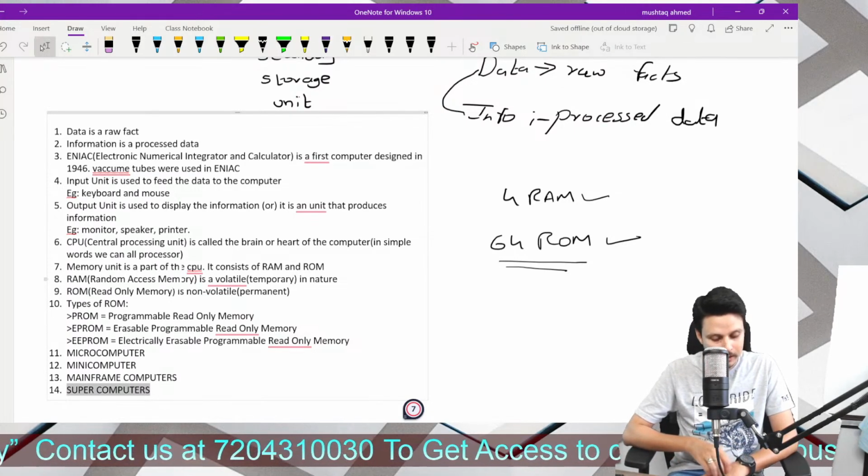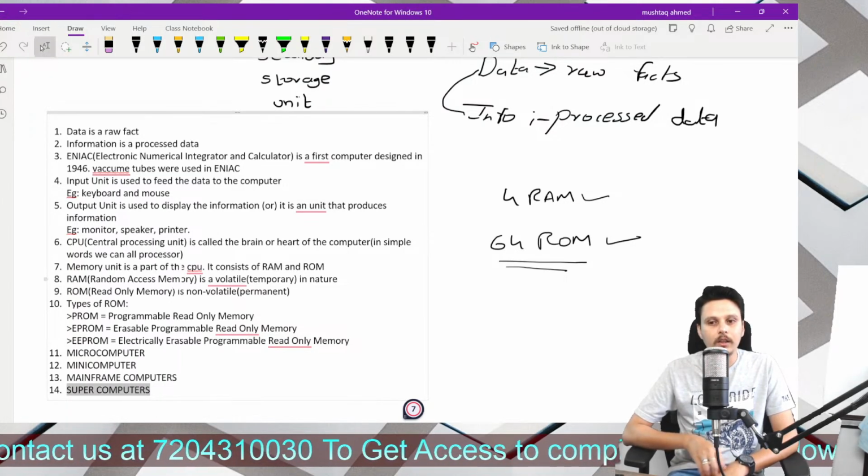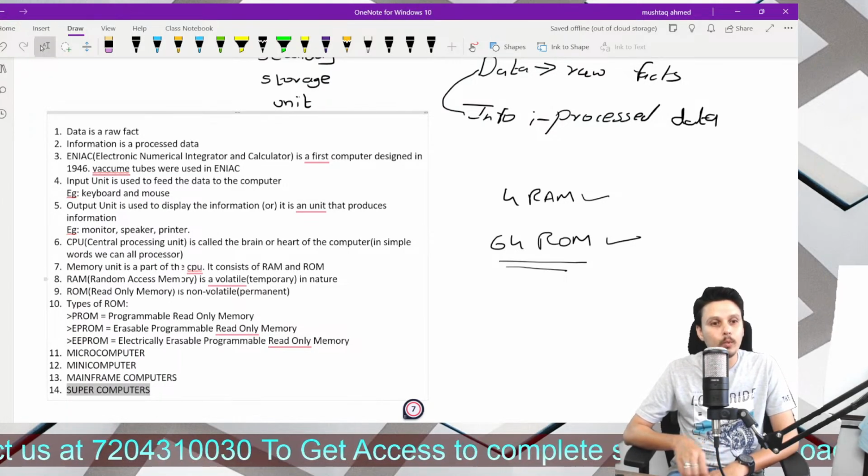Supercomputers are the fastest computers. These supercomputers are used in weather forecasting.